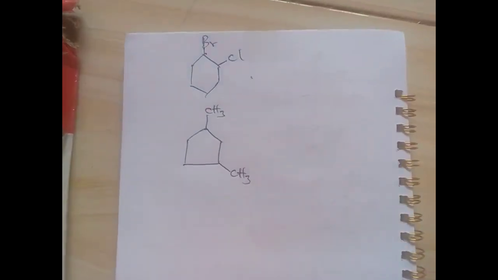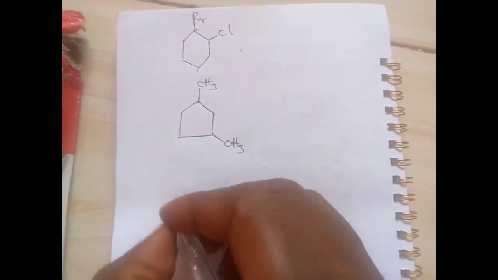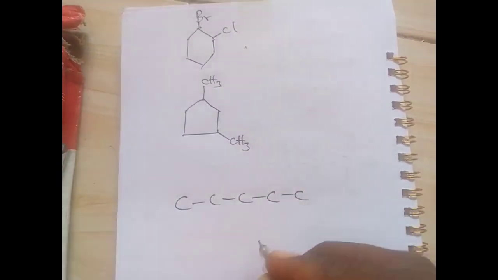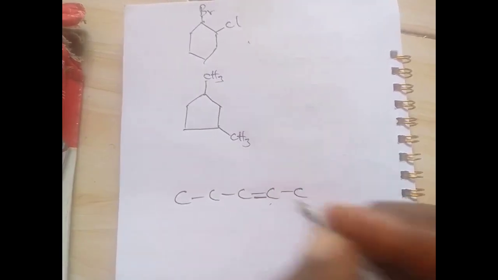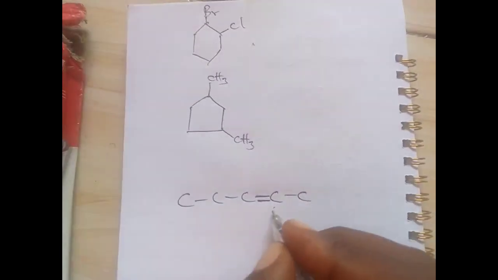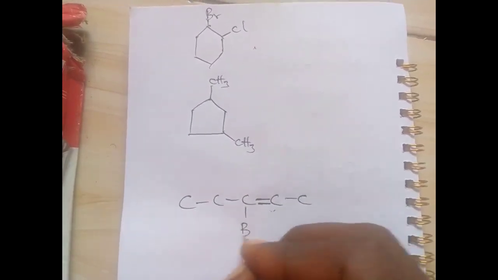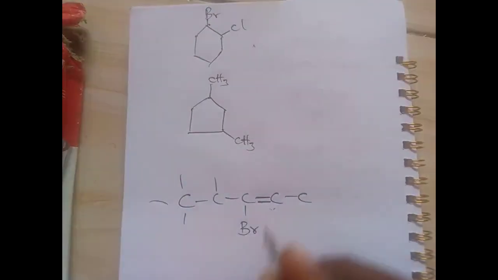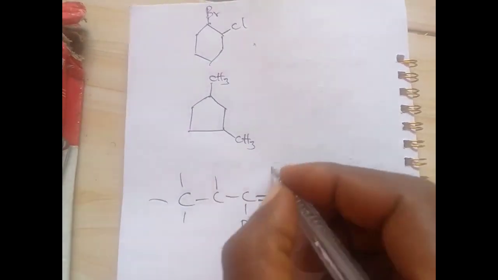Cyclopentane. The last one, 3-bromo-2-pentene. So first of all, draw the parent chain, which is pentene. 5. 2-pentene. Second carbon atom, there is a double bond on the second, 2-pentene. 3-bromo, it means at the third carbon atom there is bromine. So the rest is now hydrogen. 1, 2, 3, 4. This is complete. 1, 2, 3. We put here 4.